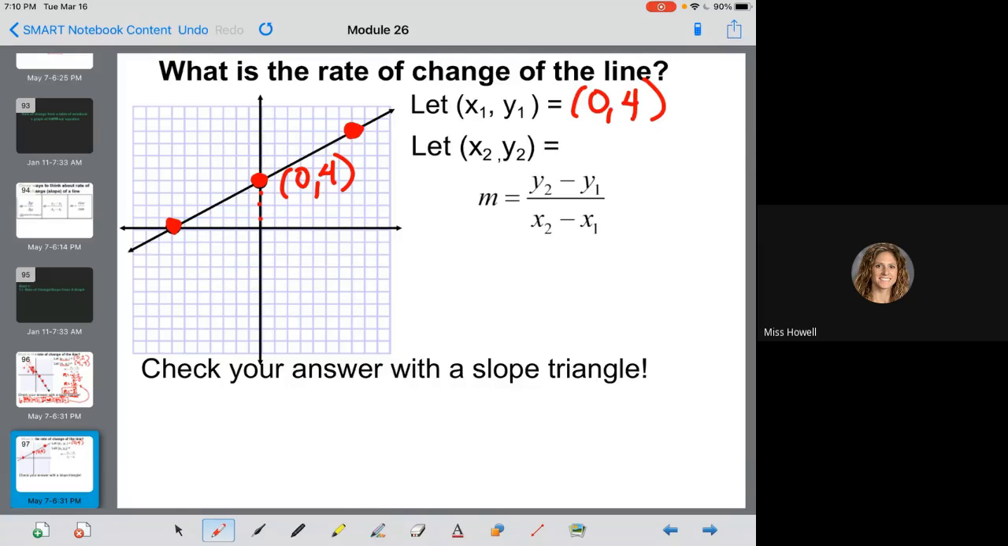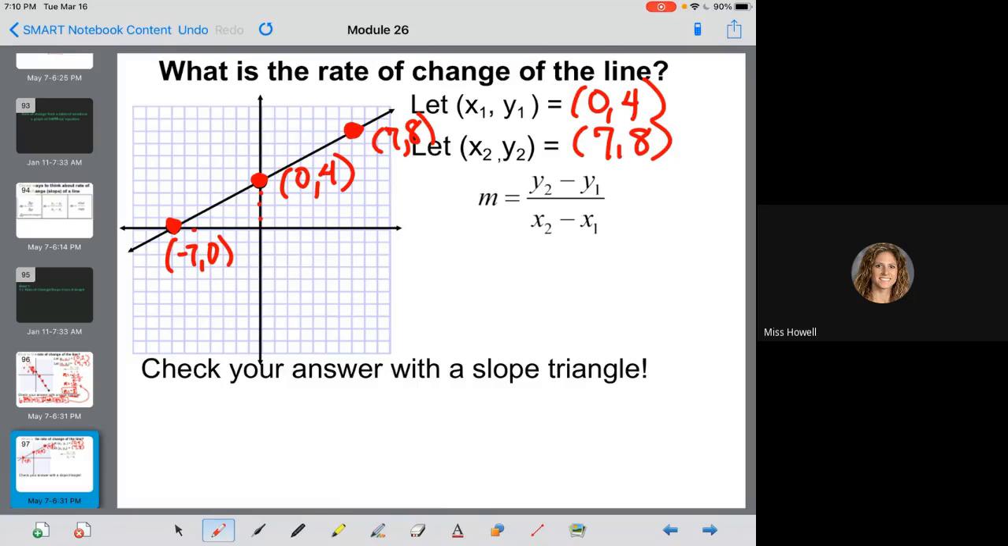So 1, 2, 3, 4, 5, 6, 7 to the left, comma, 0 would work. Or in this case, to the right 7, up 8, would be our other option. Pick any other point you want to use. I'm going to use the 7, comma, 8. But again, we could use that -7, comma, 0.